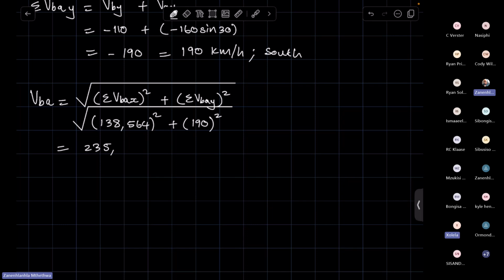All of you are getting the same thing. 235,159, yes, sir. So 159 kilometers per hour. Right. That is the magnitude of the velocity of B relative to A. Now, velocity is a vector, so we also need direction.